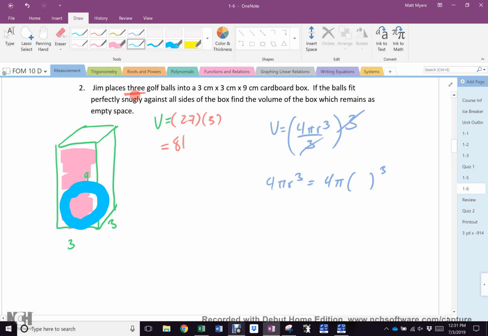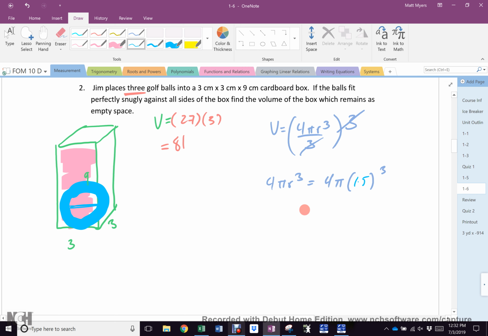How far across is that golf ball? How big is it? It's half a centimeter. Not quite. How far across is the golf ball? Because that would be the diameter, right? 1 centimeter. It's 1.5, right? Because the radius is half a diameter. So this is going to be 1.5.